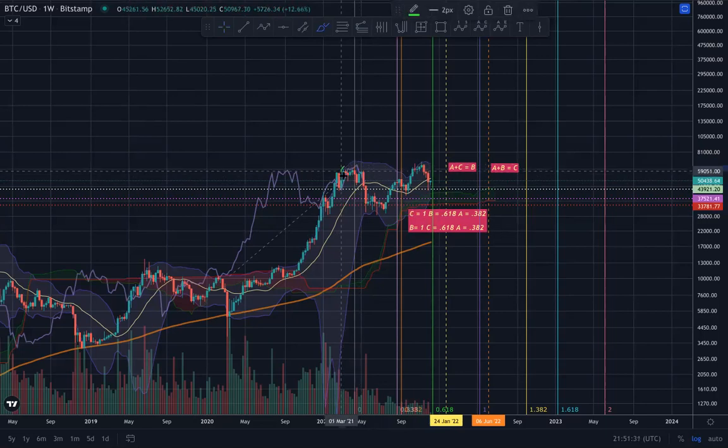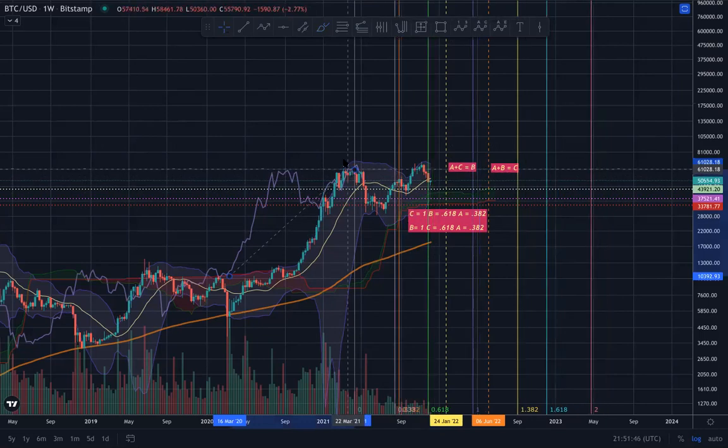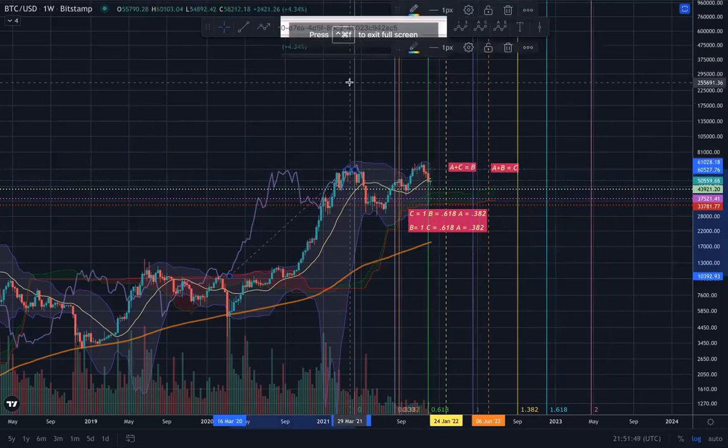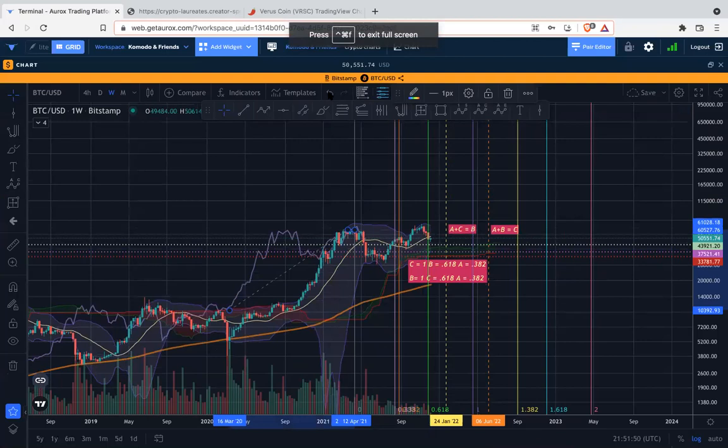Now, if we want to call this area here the top, and this also the sideways action as part of the beginning of the correction, you can account for that, and that's fair too. In which case, if we count this as the top, oops, undo that. Sorry, folks. Undo that.